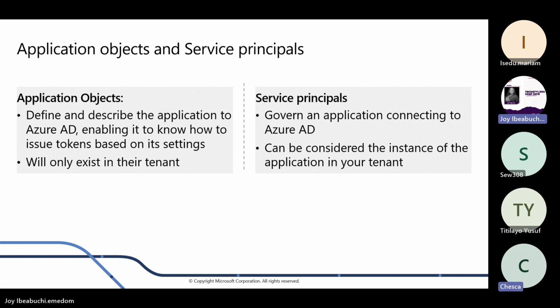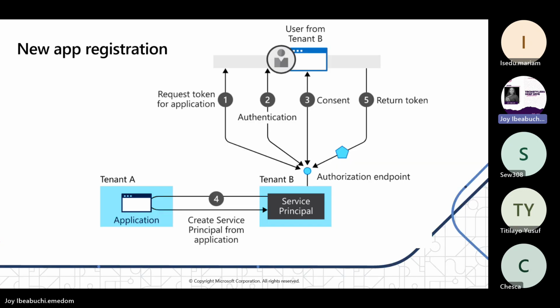Service principals are what help you to govern an application and identify where the application is on the tenant. So when you're creating a new application, it will require you to have a token for authorization, for consent, and then you create a service principal and then a return token.